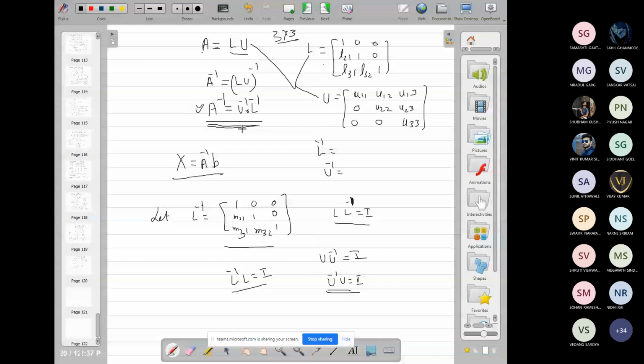And also you know that this method is not applicable always. The triangulation method is applicable only when all the principal minors are non-zero. If any of the principal minors is 0, then this method is not applicable. So this method has a limitation. That is, if any of the principal minors is 0, then this is not applicable.